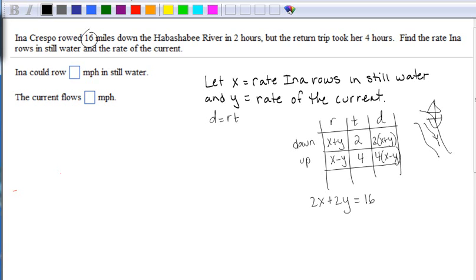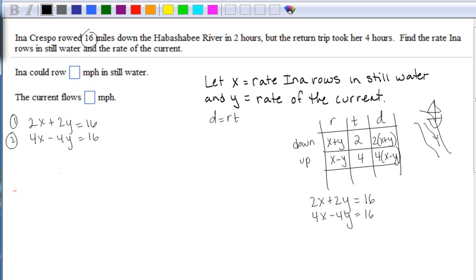On a similar note, the return trip, even though they don't give us the number again, is also 16 miles because it's the same distance. So the second equation is 4x minus 4y equals 16. So those are the two equations I'm going to work with. Let me just rewrite them so we have more space. And I'm going to solve this.